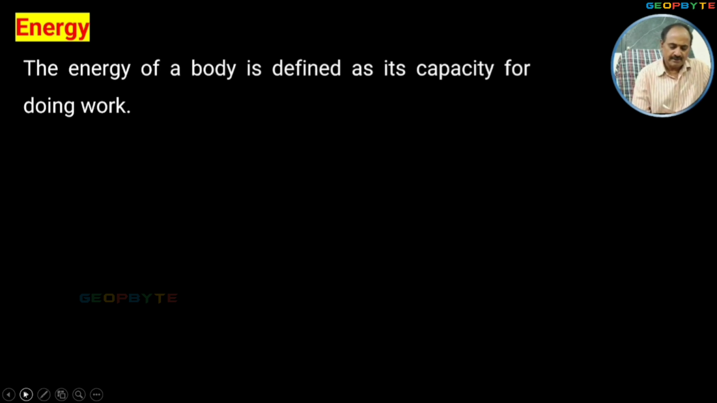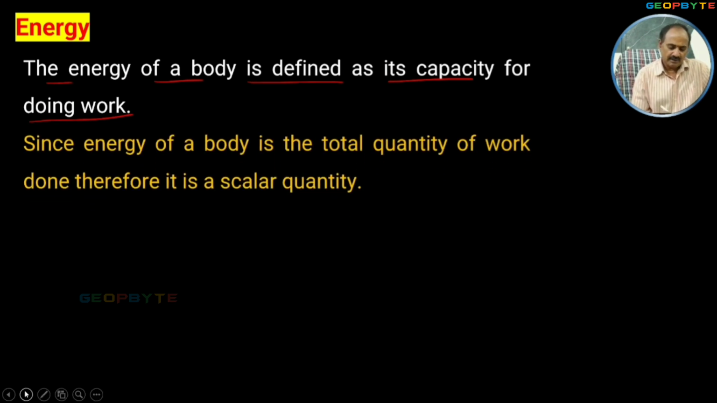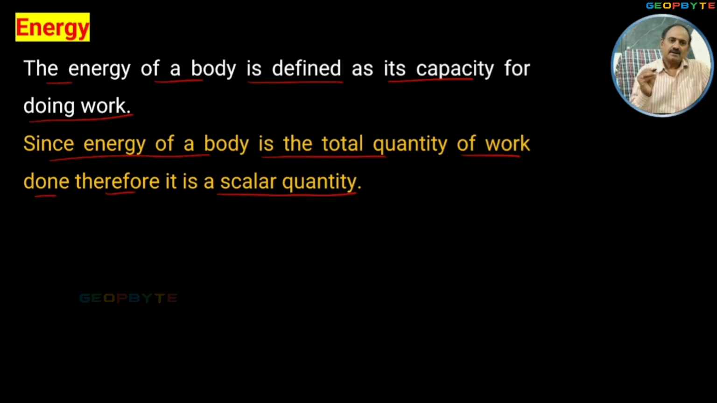Dear students, energy means capacity for doing work. The capacity for doing work is called energy. Look at the complete definition: the energy of a body is defined as its capacity for doing work. Similarly, look at another important point. Since the energy of a body is the total quantity of work done, it is a scalar quantity. Energy and work both are scalar quantities.